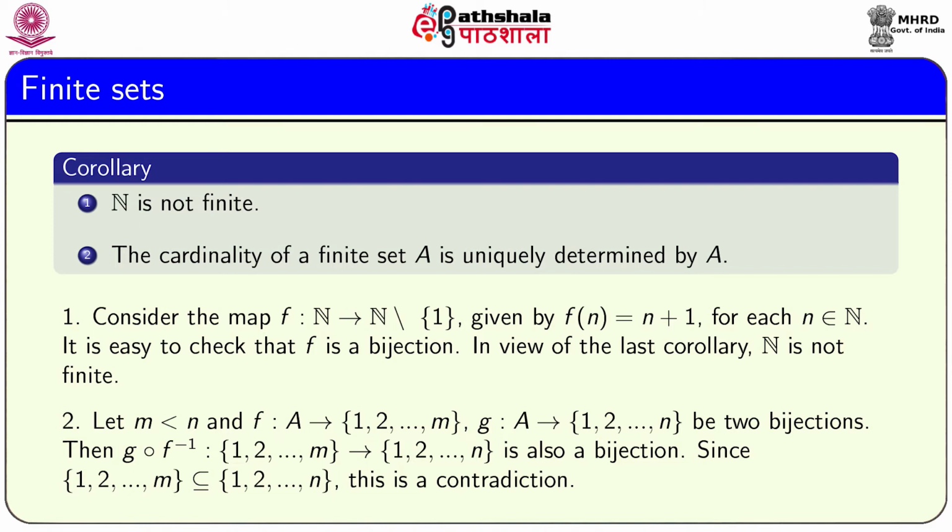Since we have chosen m to be strictly less than n, the initial segment 1 to m of natural numbers is strictly contained in the initial segment 1 to n of natural numbers, and this is a contradiction.